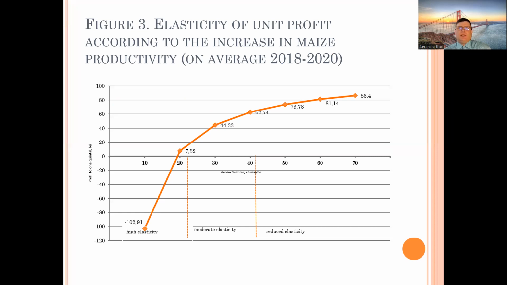We consider it appropriate to delimit 3 areas of profit elasticity. We find that the highest profit increase is obtained under the conditions of low corn productivity, namely up to 20 quintals per hectare. This area is considered high elasticity. The second area includes productivity from 20 to 40 quintals. And the third area, reduced elasticity, has productivity from 40 to 60 quintals.